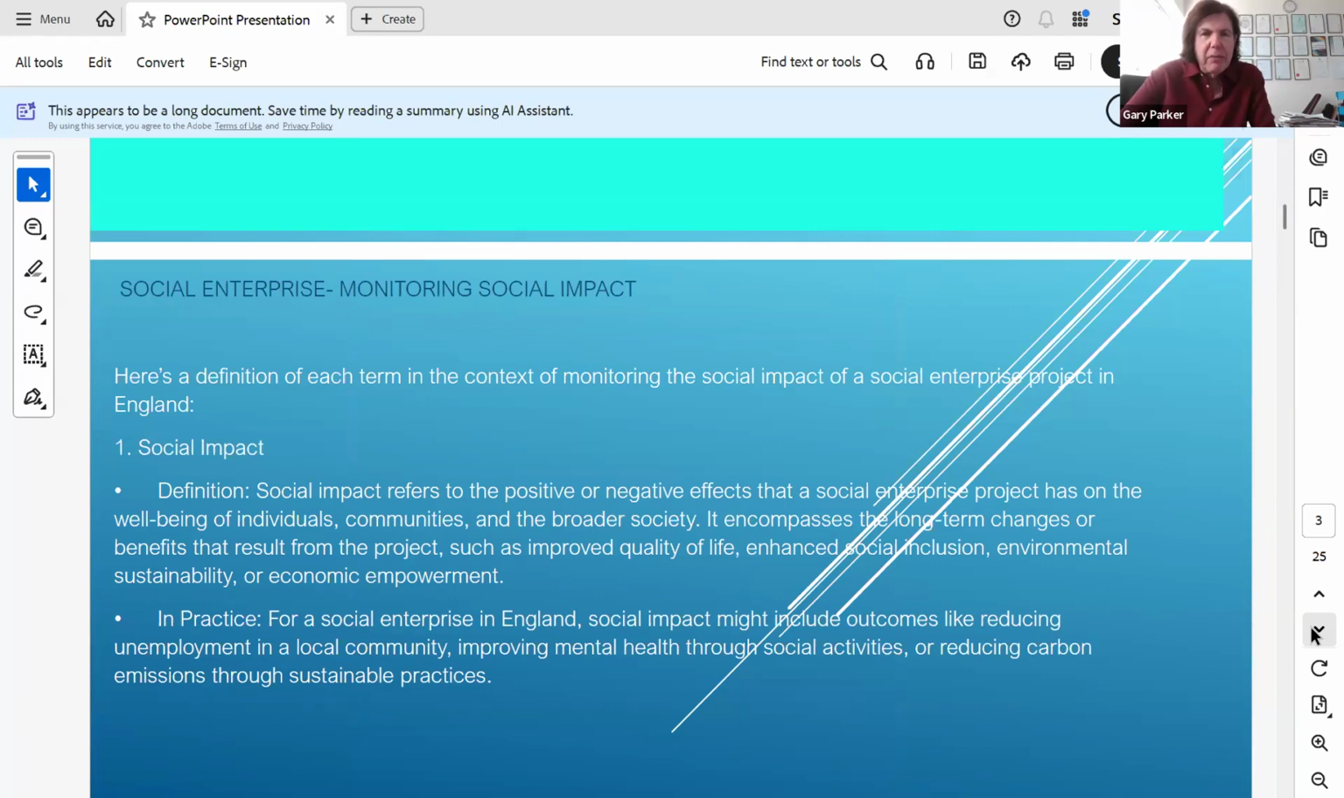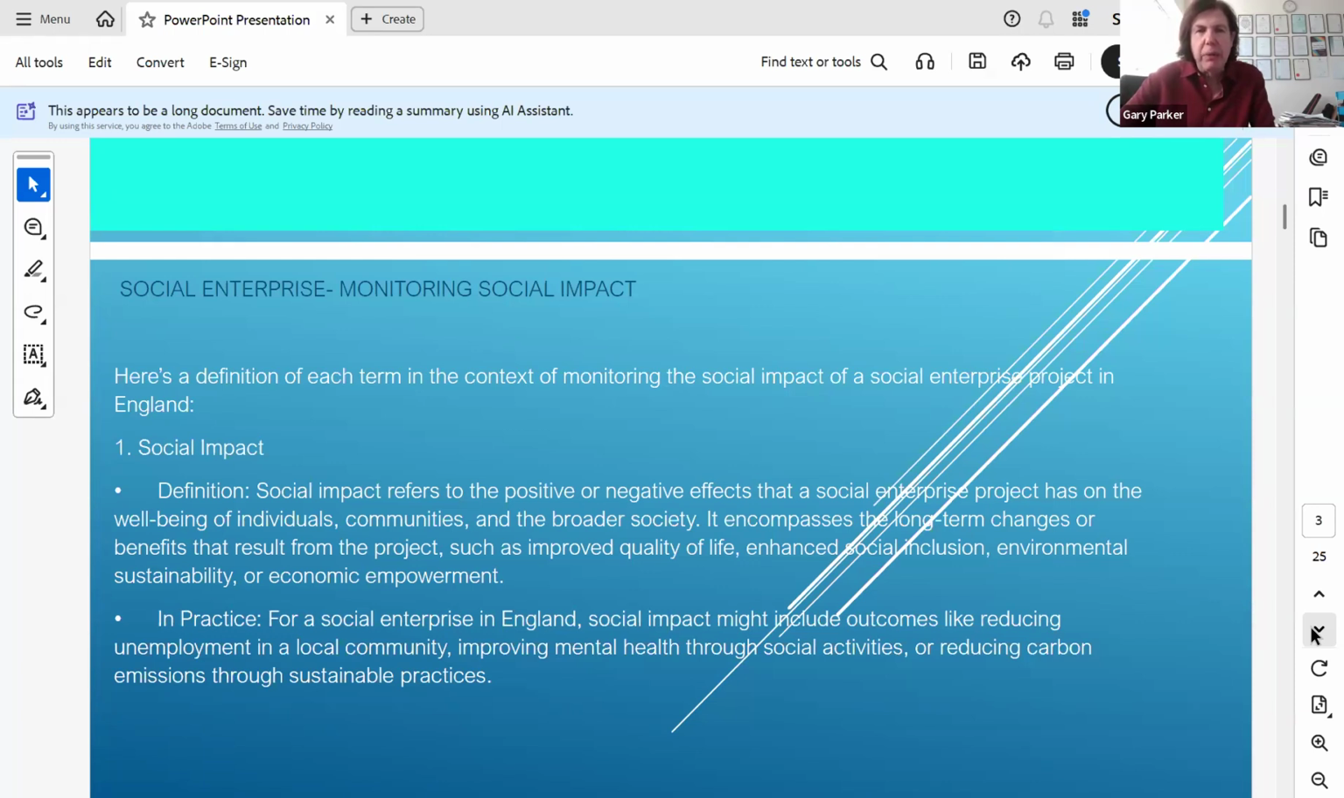What is social impact? Social impact refers to the positive or negative effects that a social enterprise project has on the well-being of individuals, communities, and the broader society. So it's the wider impact on individuals and communities, basically. It encompasses the long-term changes or benefits that result from the project, such as improved quality of life, enhanced social inclusion, environmental sustainability, or economic empowerment.